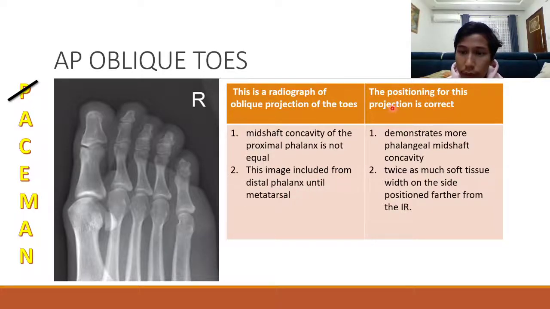The positioning for this projection is correct because we demonstrate more phalangeal midshaft concavity, and twice as much soft tissue width on the side positioned farther from the IR. So we can see this side is more concave than this side, and the width of this side is more than this side.